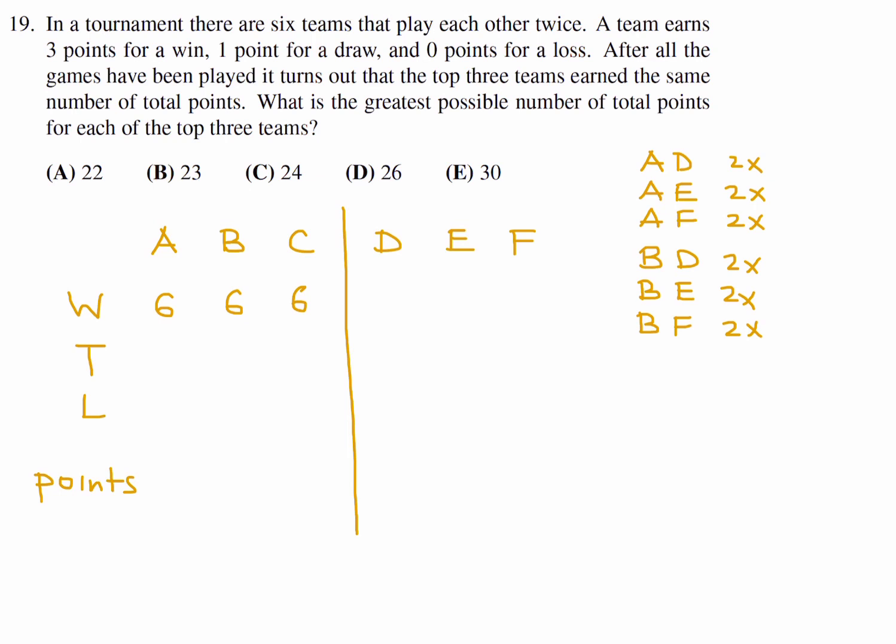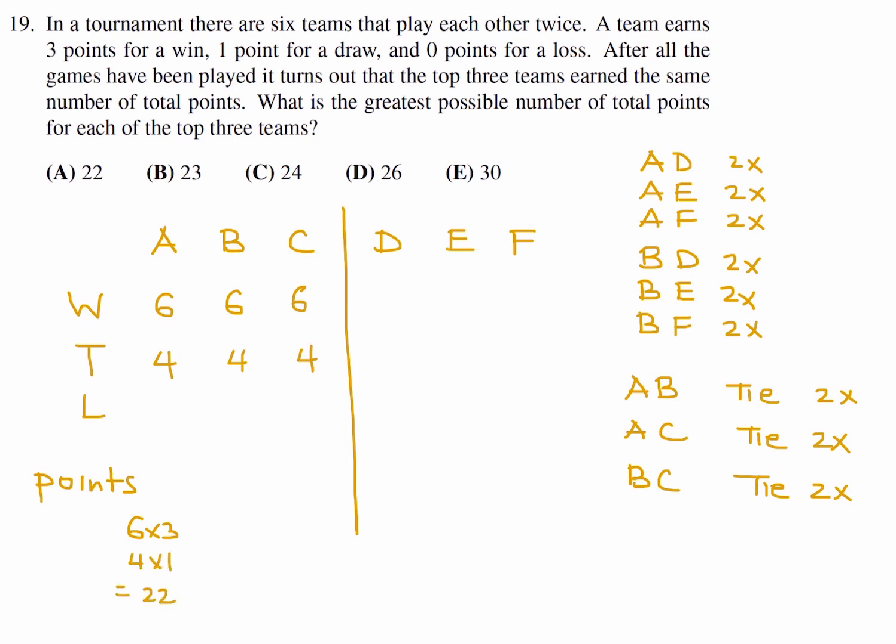In the tie situation, let's say they tie against each other. So, for example, when A plays B, they tie. And they play twice, so they tie twice. When A plays C, they play twice, they tie twice. And then B plays C, and they tie twice. So each team has ties 4 times, right? Because A ties twice with B and twice with C. So that's 4 ties, and for each tie, they get 1 point. So the total points would be 6 times 3, because you get 3 for a win, and then 4 times 1. So that's 18 plus 4, which is 22. So the points total will be 22, and the losses are 0 here.